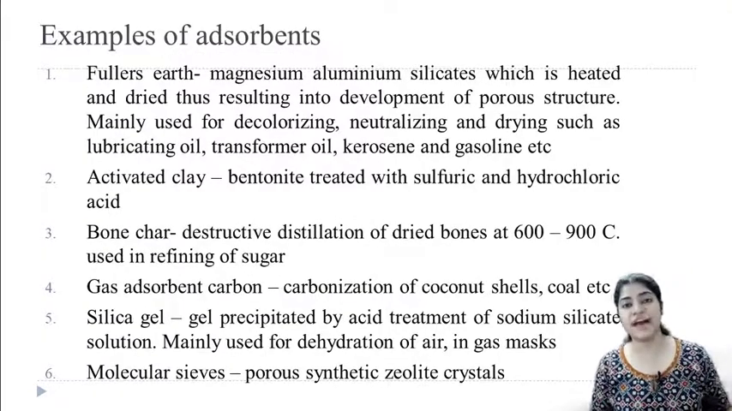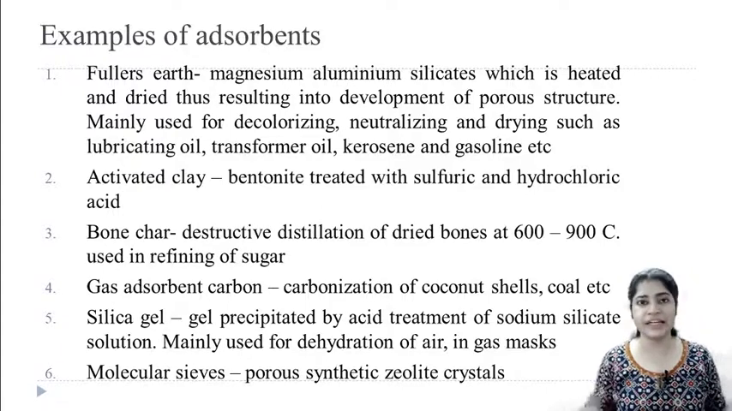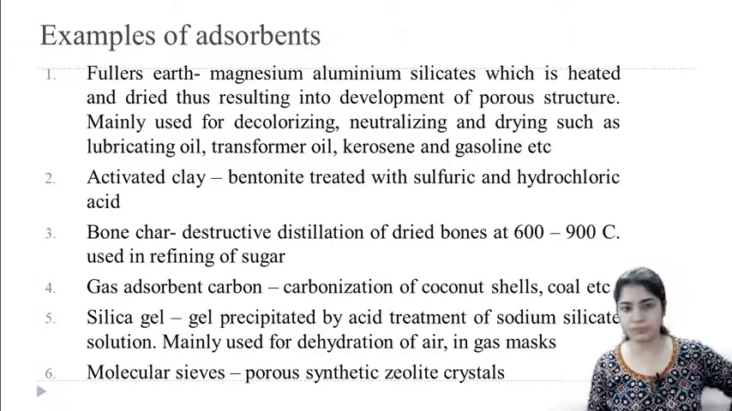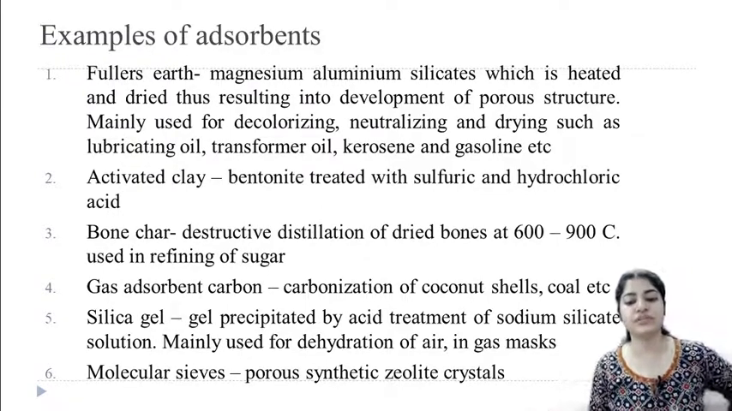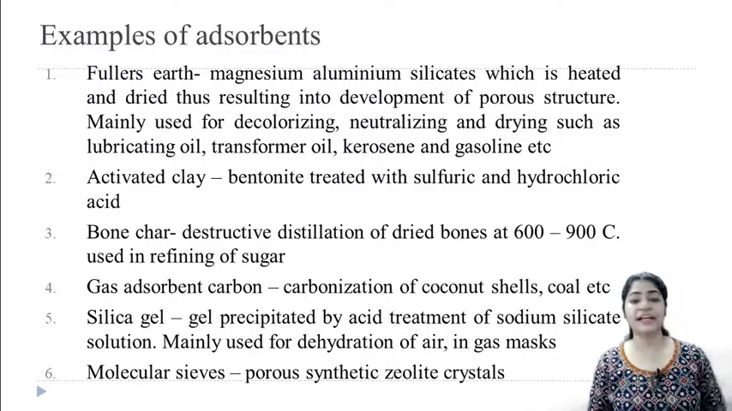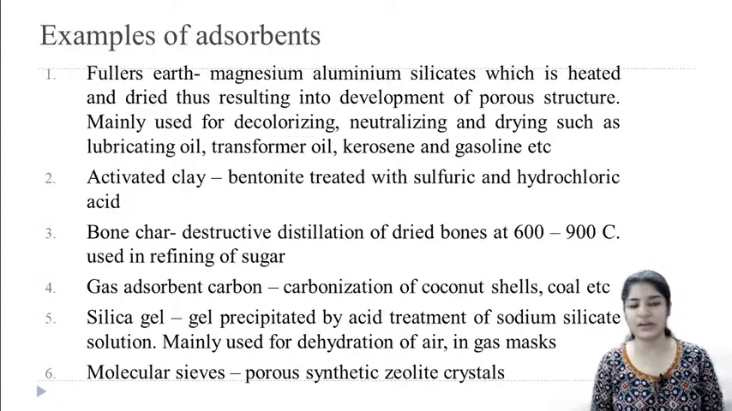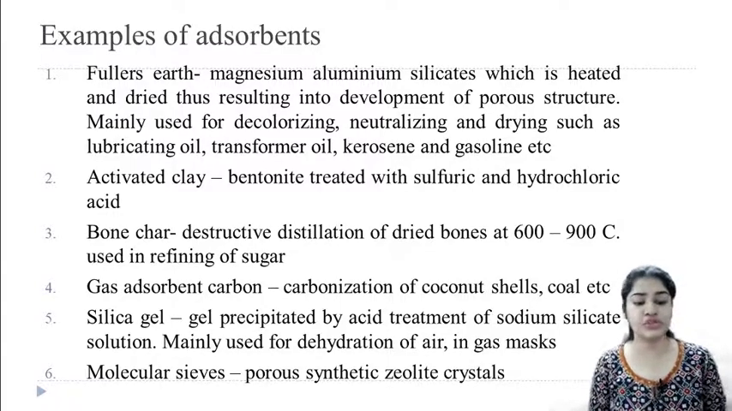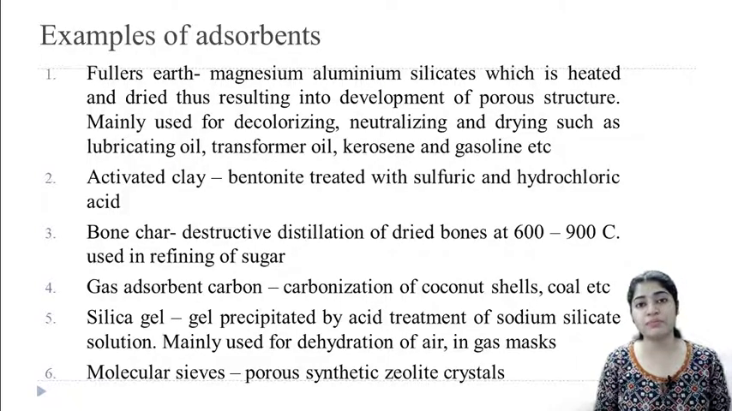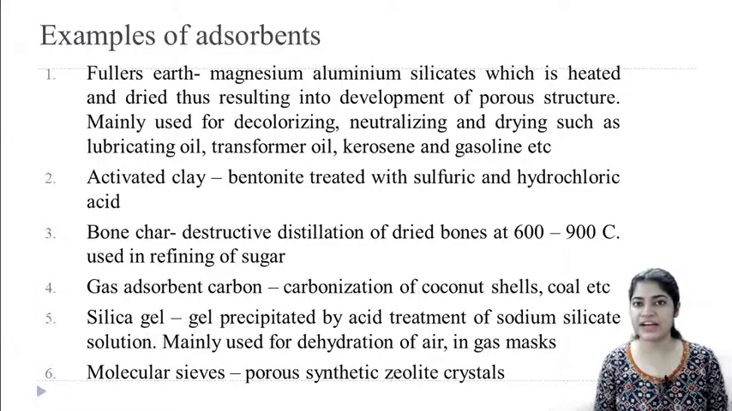Now what are the industrial examples of adsorbents? First of all, Fuller's earth. What is it? It is magnesium aluminum silicate, which is prepared by heating and drying. This results in the development of a porous structure. It is used mainly for decolorization, neutralizing and drying, right? Then activated clay. What is it? That is bentonite treated with sulfuric acid and hydrochloric acid. Then bone char. Bone char is produced from bones when subjected to destructive distillation at 600 to 900 degrees Celsius. It is mainly used for refining sugar.